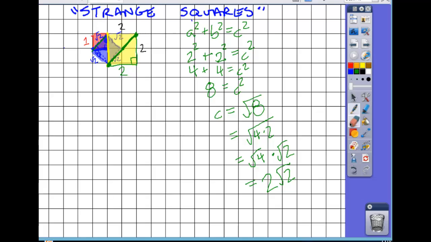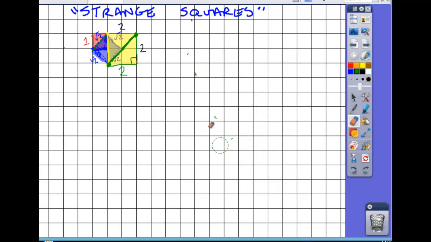All right, let's get rid of some of this stuff here. Okay, and now you can probably guess what I'm going to do next. Let's connect the dots here. And we've got ourselves a square, and the side of that square is 2 root 2.